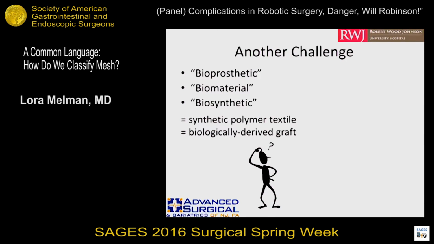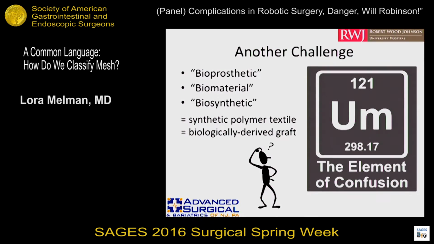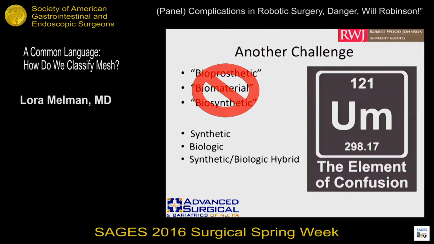Another challenge is the added obstacle that in the literature, several terms can sometimes mean the same thing and sometimes mean the opposite thing. These terms, bioprosthetic, biomaterial, biosynthetic, I've seen all used to refer to both synthetic polymer textiles and to biologically derived graft materials. Nothing like an element of confusion to help clear things up. So what I'm going to suggest is to not use those as your primary terms in describing these mesh implants. Use what the original source material is. So it's a synthetic or a biologic, or in the case of Xenopro, a synthetic biologic hybrid.